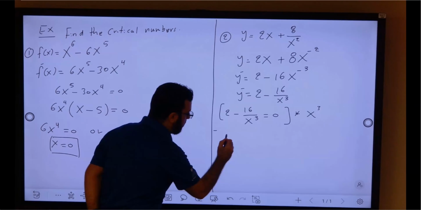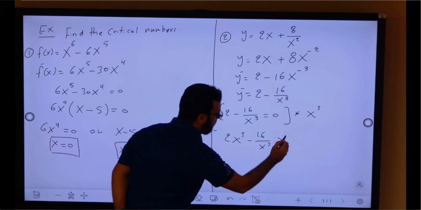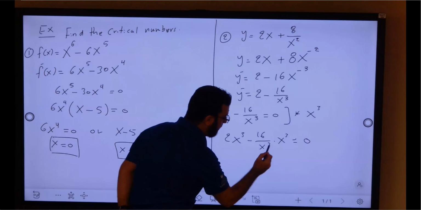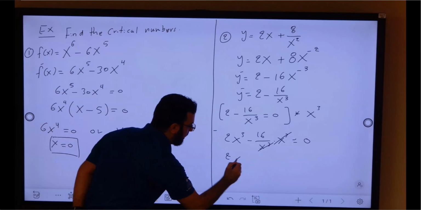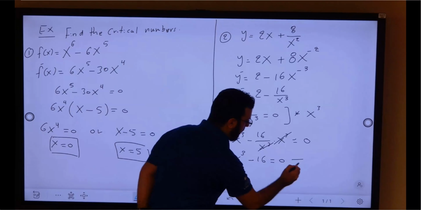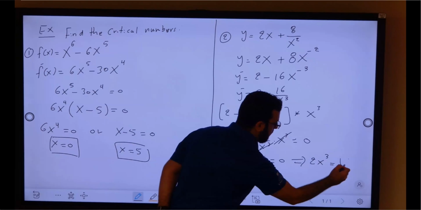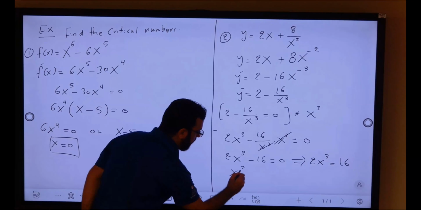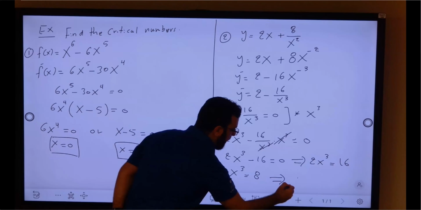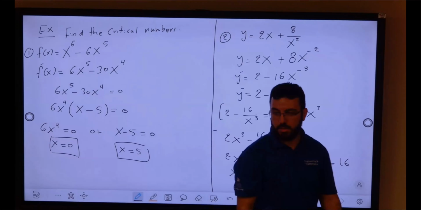That gives me 2x cubed minus 16 over x cubed times x cubed equals 0 times x cubed, which is 0. Cancel these. So that gives me 2x cubed minus 16 equals 0. 2x cubed is going to equal 16. So x cubed is 16 divided by 2, which is 8. That means x is going to be equal to, well, the cube root of both sides. So x is going to be 2.